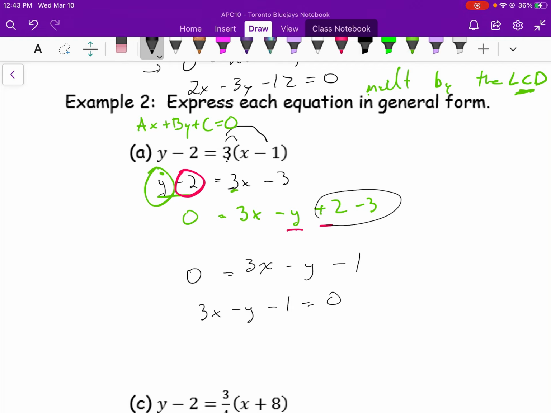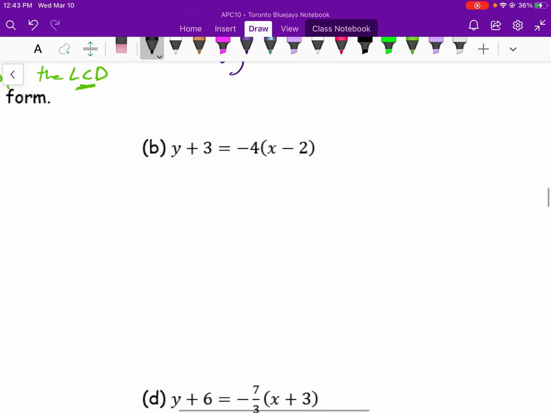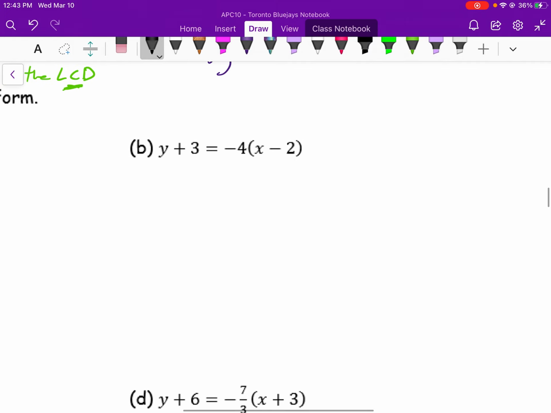It has the form ax plus by plus c is equal to 0. Check. Are a, b, and c integers? Absolutely, they're integers. Is a positive? Yes, a is positive. Check. So that's in general form. Now let's move on over here.